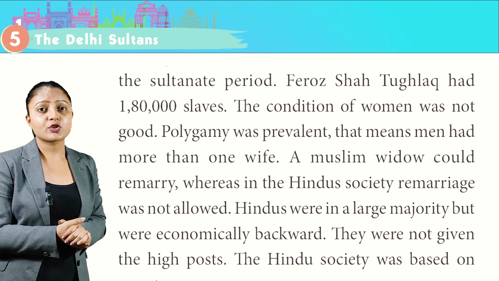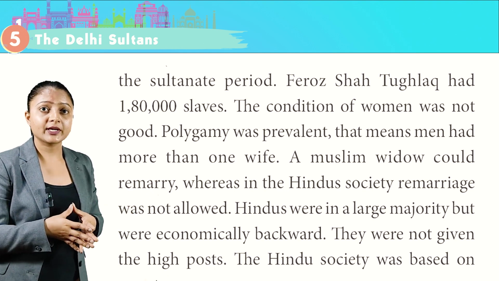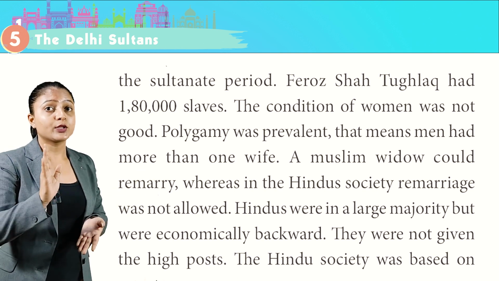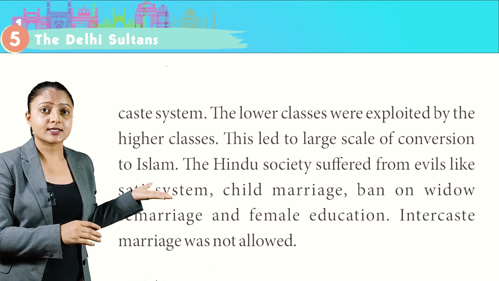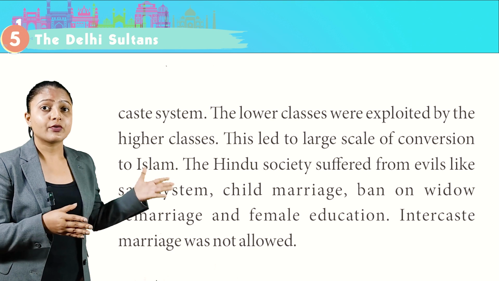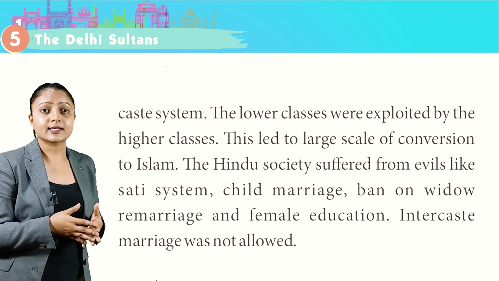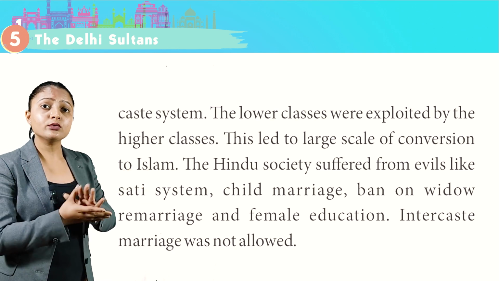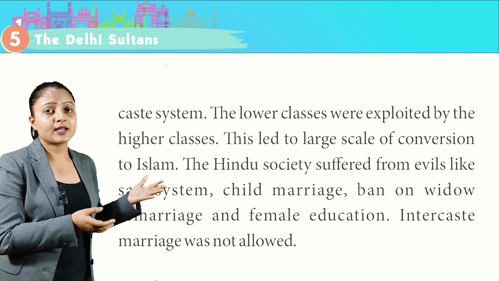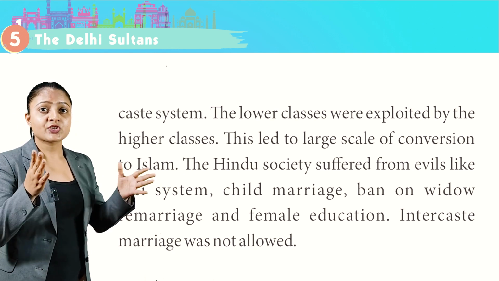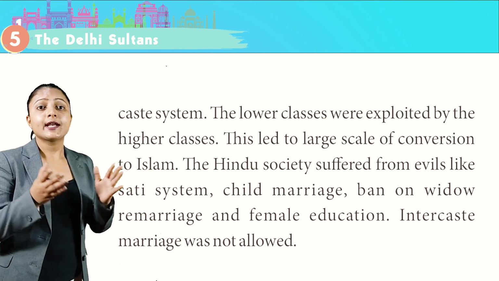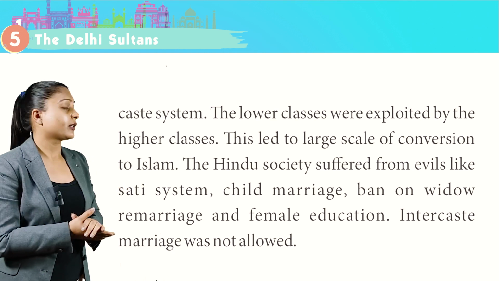Hindus were in large majority but were economically backward. They were not given high posts. The Hindu society was based on the caste system. The lower classes were exploited by the higher classes. This led to large scale conversions to Islam. The Hindu society suffered from evils like the sati system, child marriage, ban on widow remarriage and female education. Intercaste marriage was not allowed.